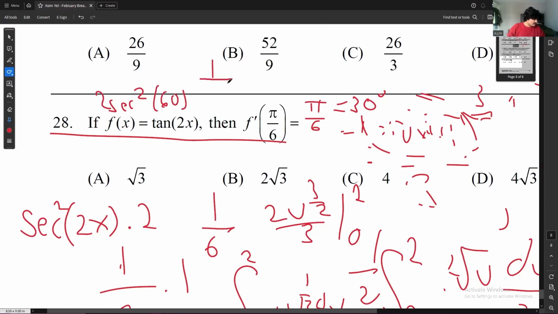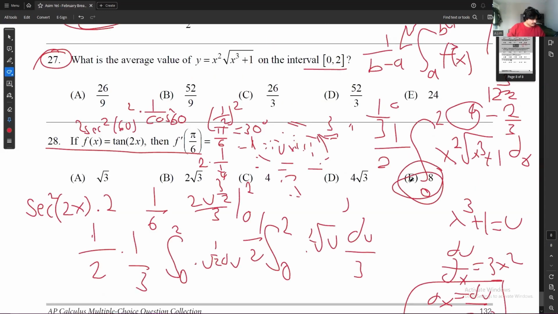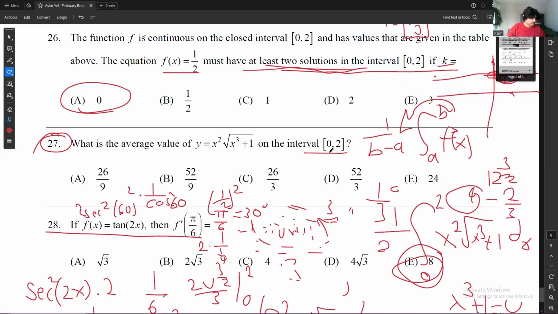What is secant? Secant is 1 over cosine. So 1 over cosine of 60, squared, times 2. So what is cosine of 60? Cosine of 60 is 1/2. 1/2 squared is 1/4. So 1 over 1/4 times 2, and this is actually 8. So now let's work on question 27.